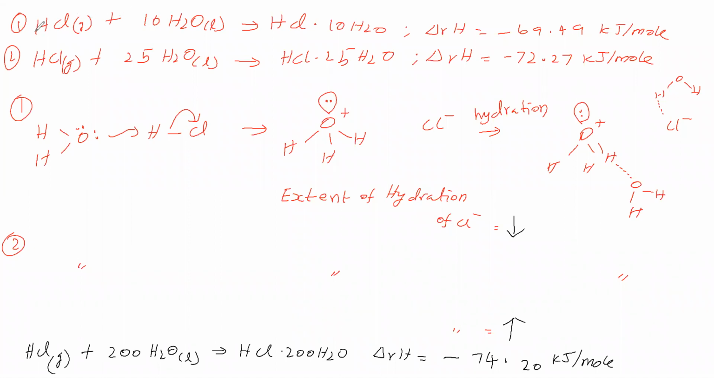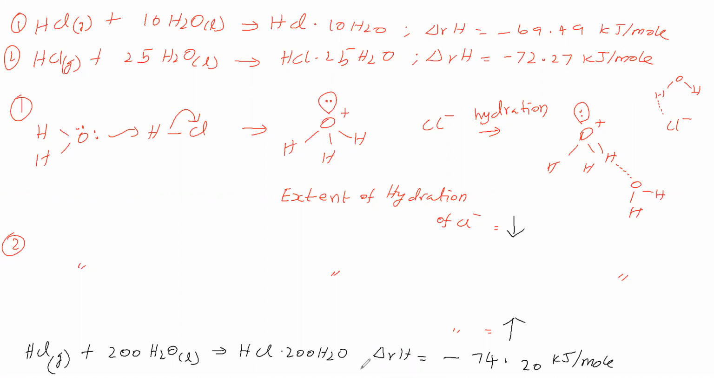In the first case, 1 mole of HCl gas is passed into 10 moles of water. We are getting a solution here. Net amount of heat involved is minus 69.49. In the second case, 1 mole of HCl gas is passed into 25 moles of water. Net amount of heat involved is minus 72.27. In the third case, 1 mole of HCl gas is passed into 200 moles of water. Net amount of heat involved is minus 74.20 kilojoule.